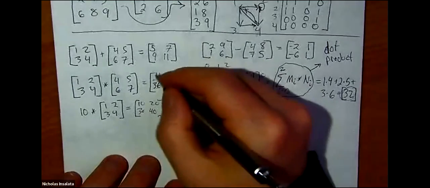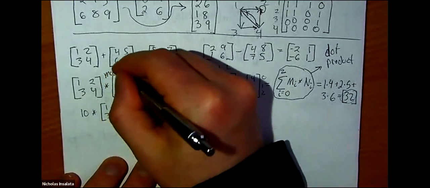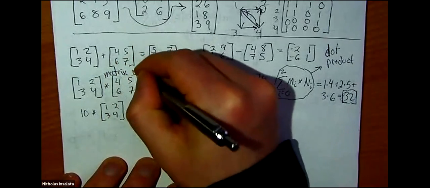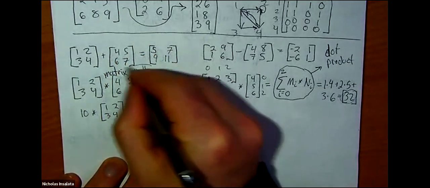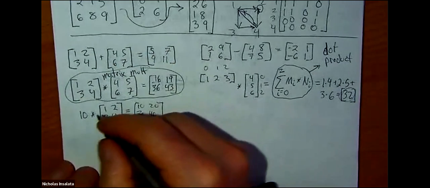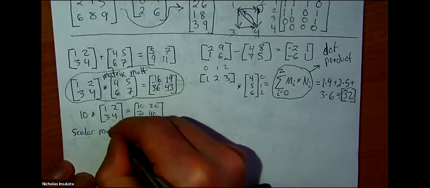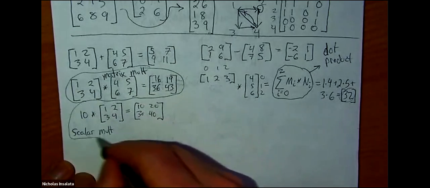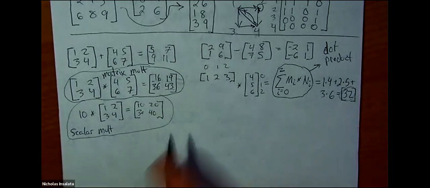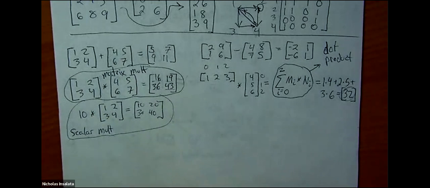This one is called matrix multiplication. This one here is called scalar multiplication. So there's two kinds of multiplication when you're talking about matrices: matrix multiply and scalar multiply. And they work differently, right? Now, when you're multiplying matrices, you have to be careful, okay?